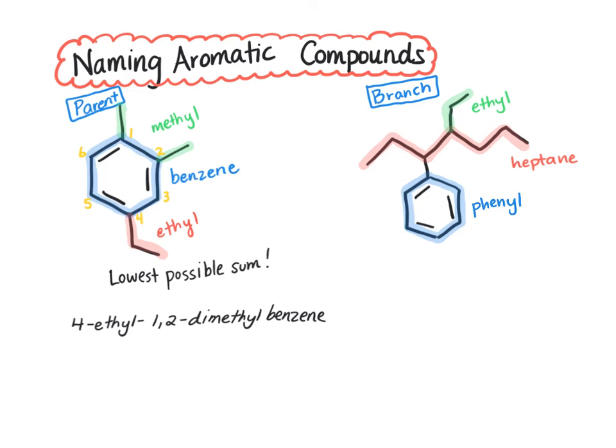Okay, so when we name this, we're going to do the same kind of numbering. Benzene does not get any extra priority. So on this chain, we're going to start numbering at the left because that will give us the lowest first branch. All right, so the name of our compound is going to be, in alphabetical order, 4-ethyl-3-phenylheptane.